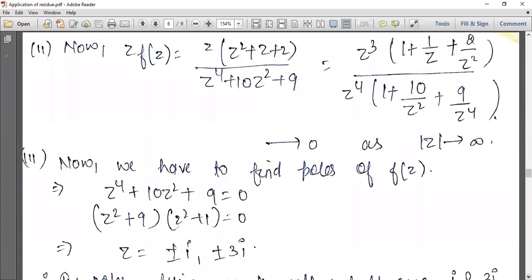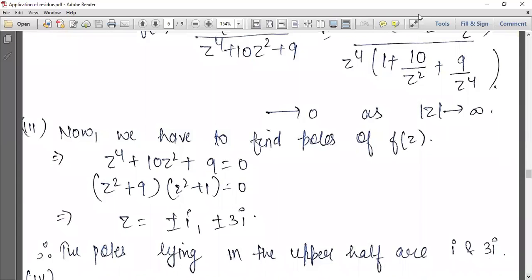So now my next task is to find the poles. For the poles, you just need to equate your denominator equal to 0. Here it's a fourth degree, the order of the denominator is 4, so we will have 4 poles. The 4 poles are plus minus i and plus minus 3i.